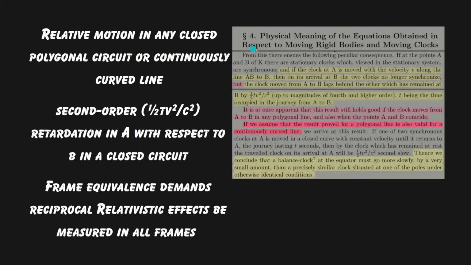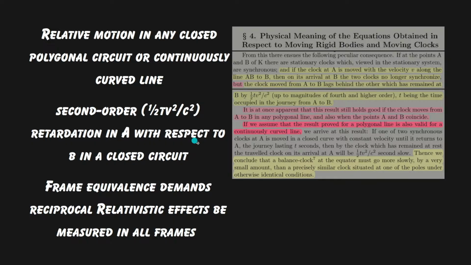All right, so another important distinction here is relative motion in any closed polygonal circuit or continuously curved line will experience the second order effect of 1/2 times t times v squared over c squared. So this is going to be the difference that we were talking about earlier with the atomic clocks at the equator completing a round trip. They should experience time dilation with respect to that in a closed circuit. And then if these equations hold true with reciprocity and the transformations, you should be able to show the reciprocal effect in the stationary clock. But that's never been done before, and that gets deep into the twin paradox and stuff here, which is kind of outside of the scope here.